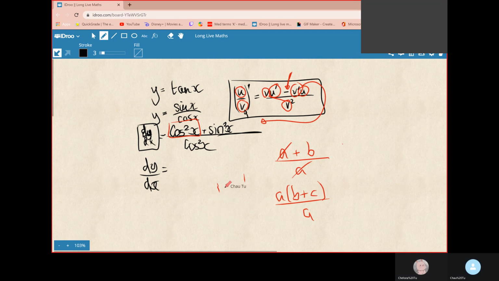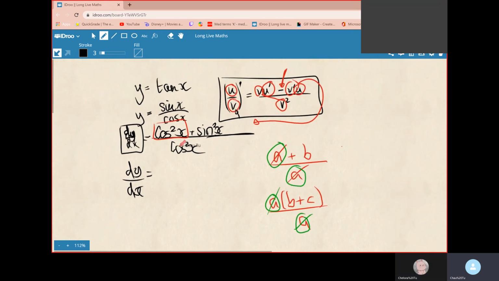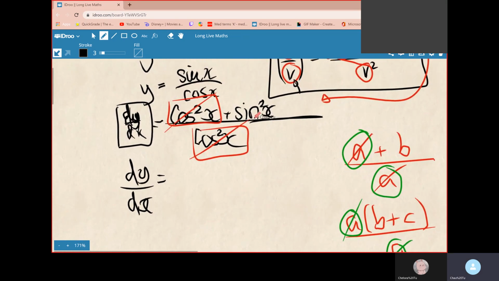The thing is that these two can cancel each other out, but up here they can't. All right. So going back to here, you can't simply do this. You can't simply do that. So what can you do?